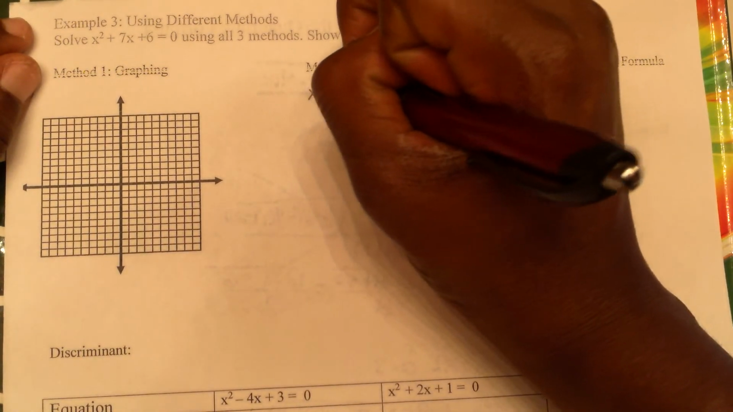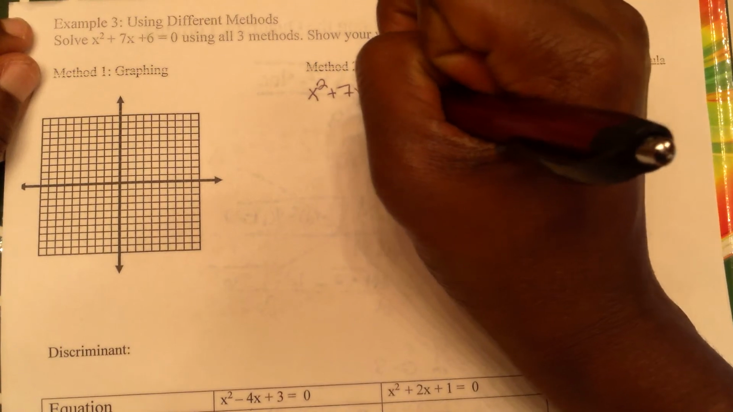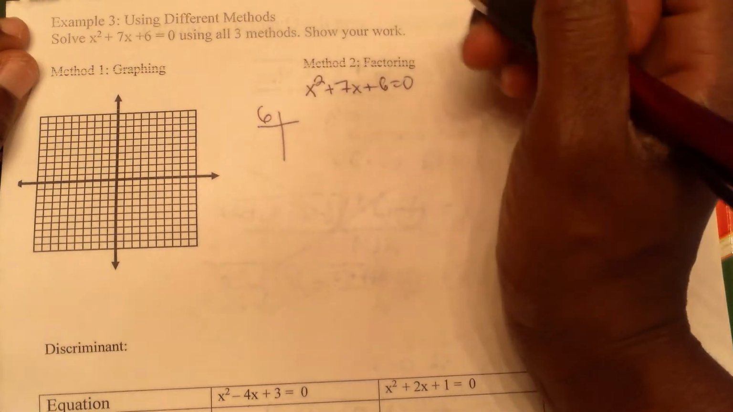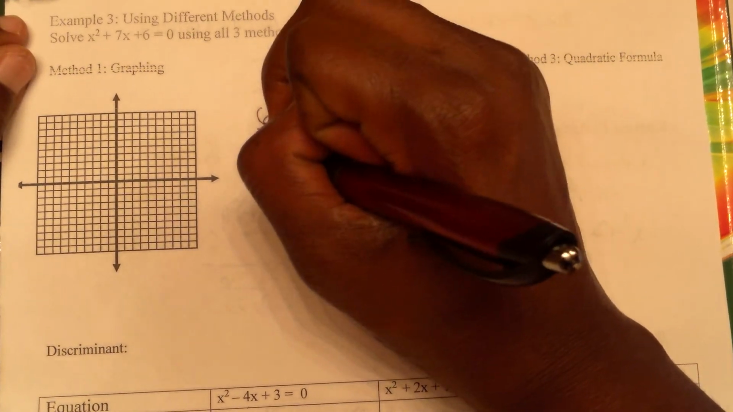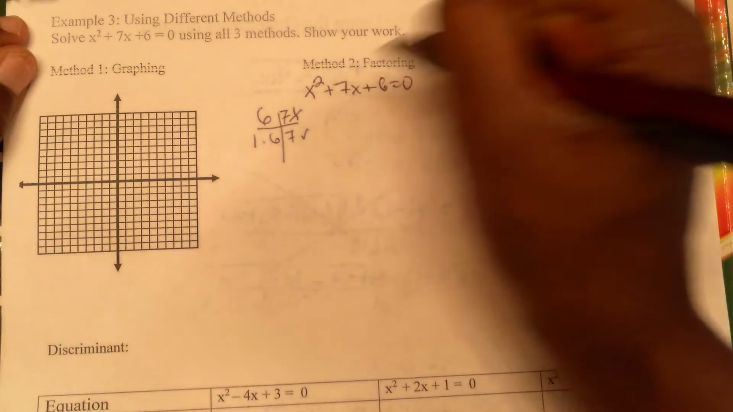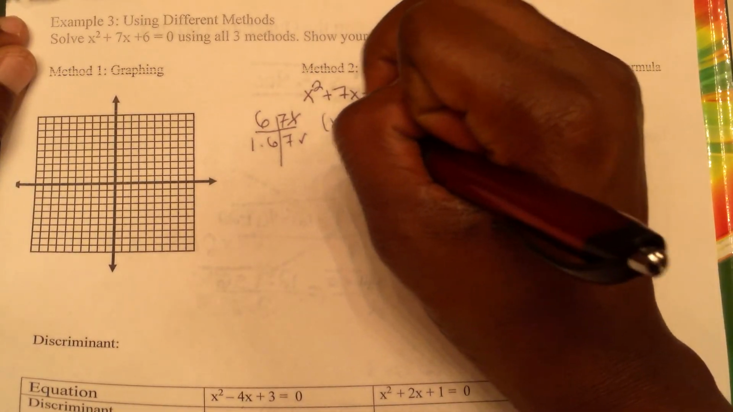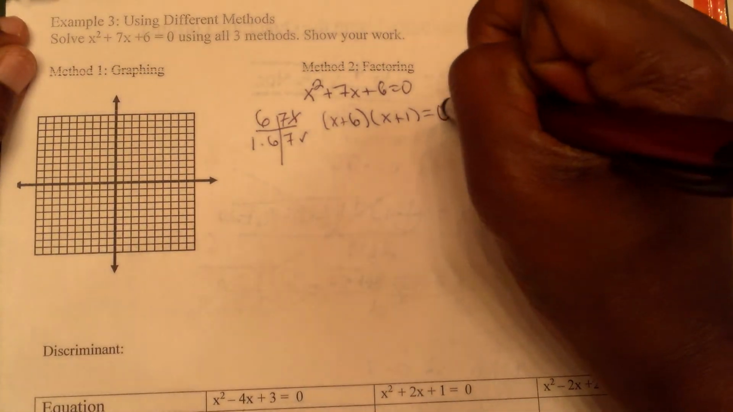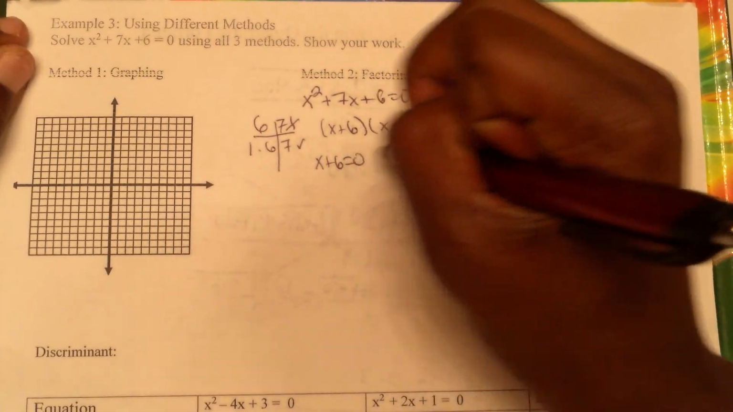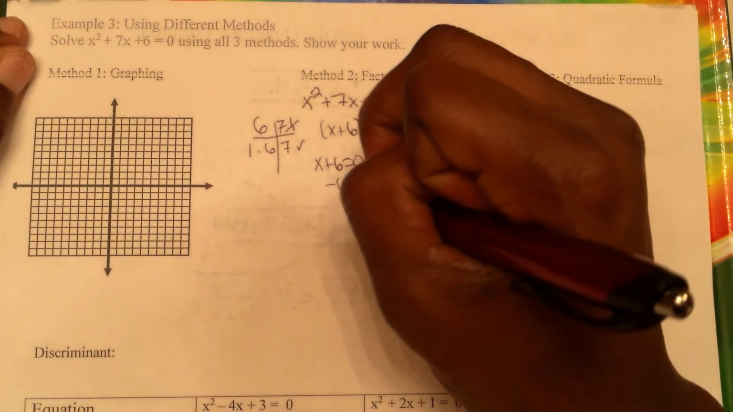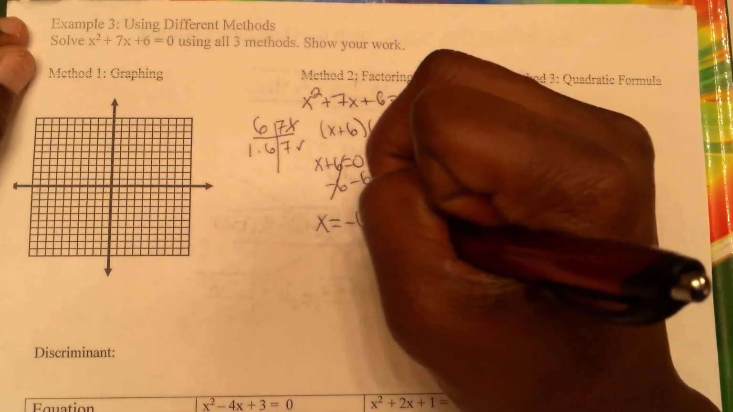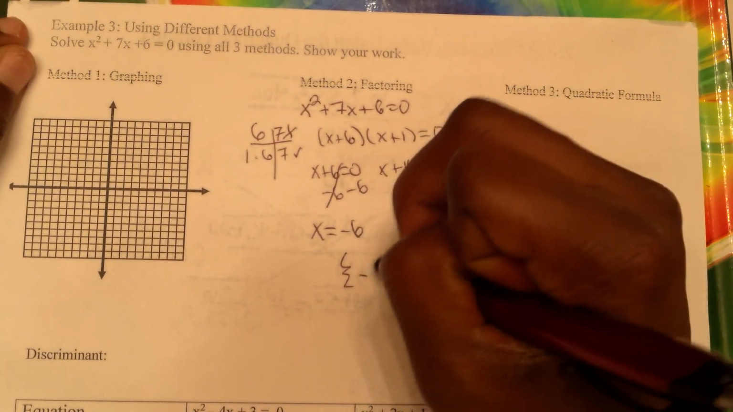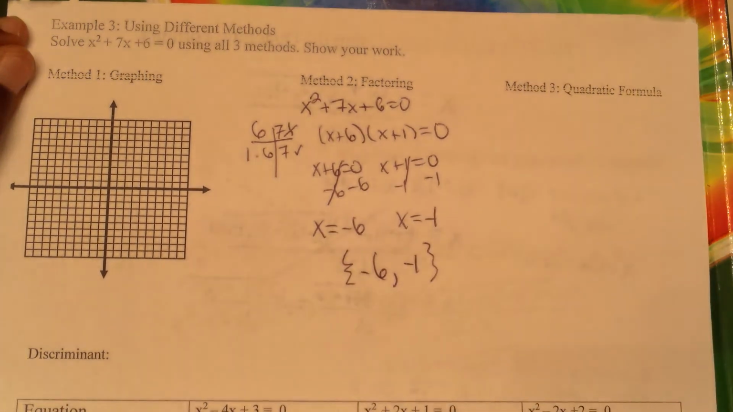Okay, so we have the function x squared plus 7x plus 6 equals 0, right? Remember factoring, we're trying to see which factors of 6 can get us to 7x. Hopefully you guessed it, 6 and 1. So our factors are x plus 6, x plus 1, right? Then remember we solve by setting it equal to 0. So x plus 6 equals 0, x plus 1 equals 0. Subtract 6 on both sides, x equals negative 6. Subtract 1 on both sides, x equals negative 1. And so by factoring, our answer is negative 6 and negative 1.